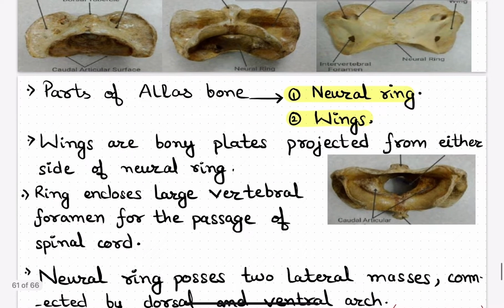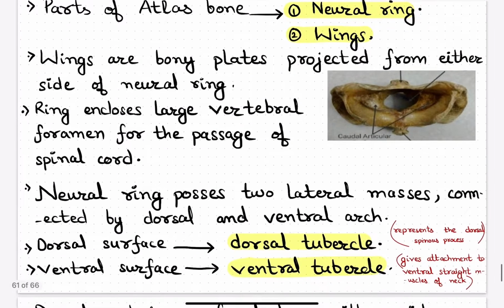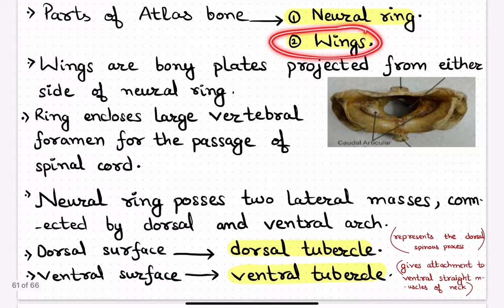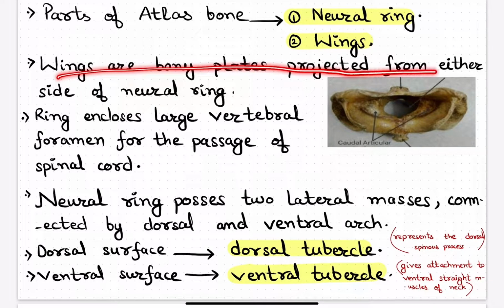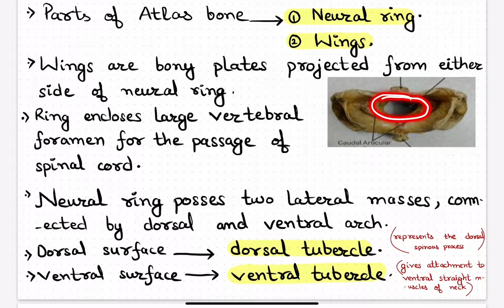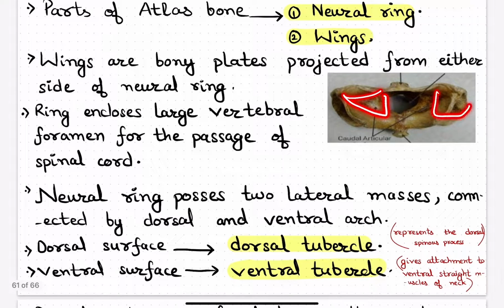Now, what are the parts of the atlas bone? Let me tell you about this. There are two parts of the atlas bone. The first one is the neural ring, and the second one is the wings. Wings are bony plates projected from either side of the neural ring. If this is the neural ring, then these wings are the processes which originate from either side of the neural ring.